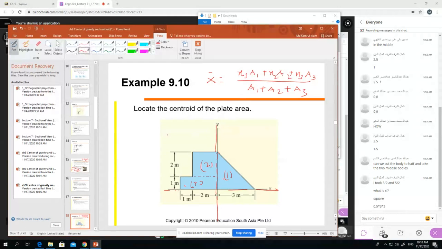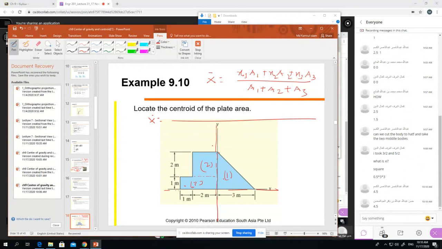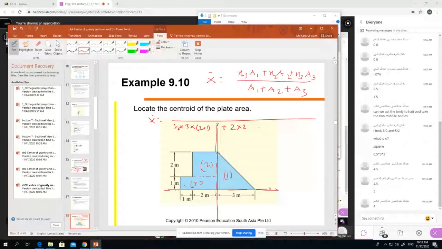First, we write down x bar equal to, so x bar area. Half base is how much? 3 into how much? Here we have 2 and 3, right? 2 plus 1, 3. So A1 is done, right? Plus A2. What is A2? A2 equal to 2 into 2, right? 4.